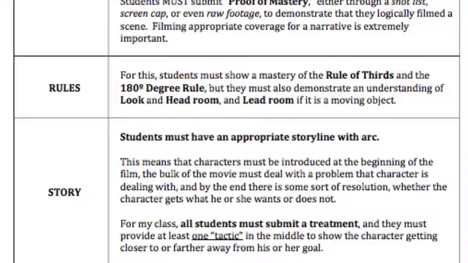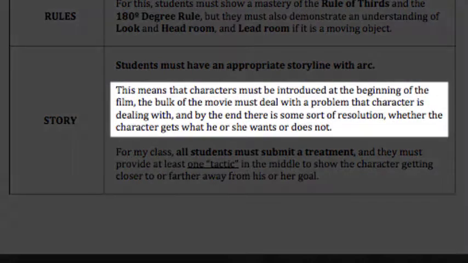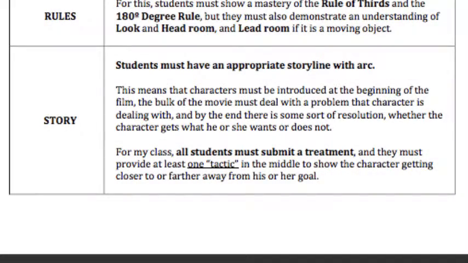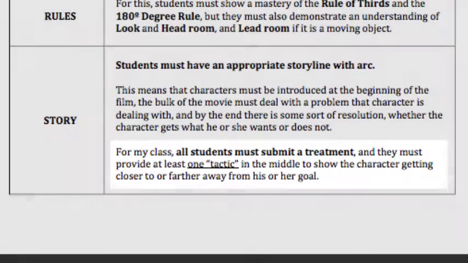Finally, students must have an appropriate storyline with arc. This means that characters must be introduced at the beginning of the film, and the bulk of the movie must deal with a problem that the character is dealing with. And by the end, there is some sort of resolution, whether the character gets what he or she wants or does not. For my class, all students must submit a treatment, and they must provide at least one tactic in the middle to show the character getting closer to or farther away from his or her goal.